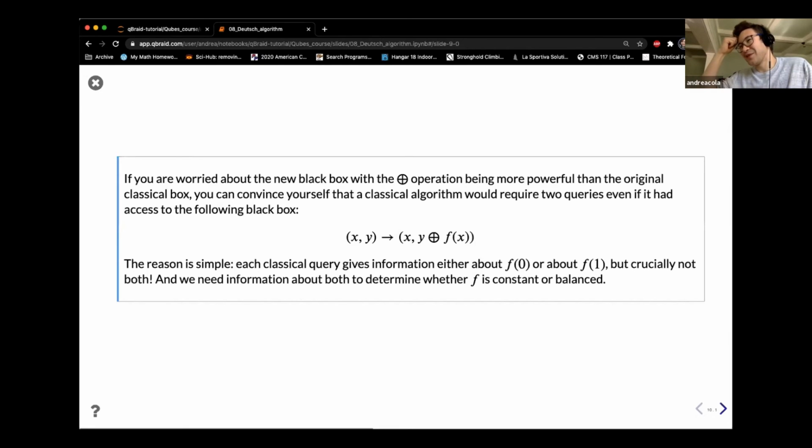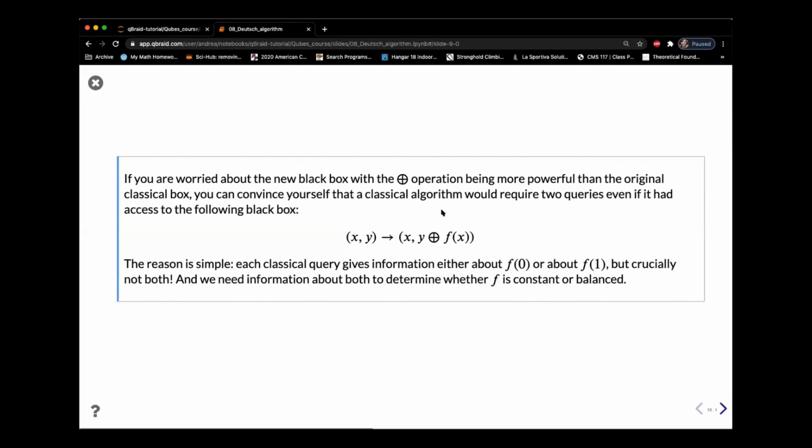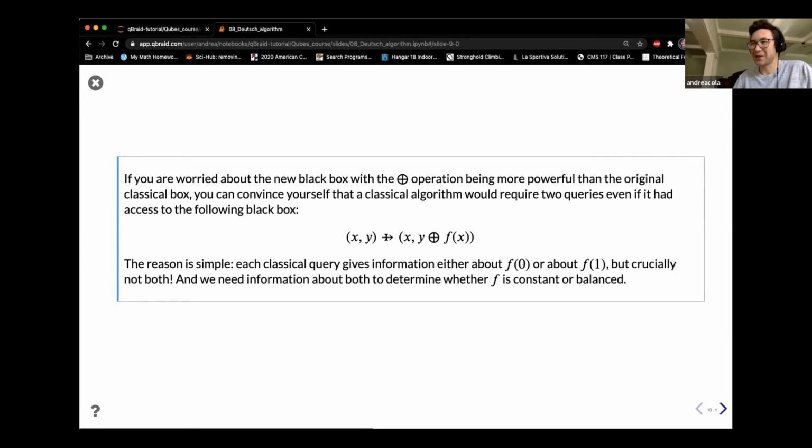So, one thing that might make you feel better is that, yes, it seems that we have changed the problem, and I'm absolutely with you that we have changed the problem a little bit. That's why this algorithm, one of the first proposed in 1985, gives evidence that quantum computers can do better than classical algorithms. It's not a proof, because we have slightly changed the problem. But one thing that can make you feel a bit better is that if you gave a classical algorithm access to the following black box here.